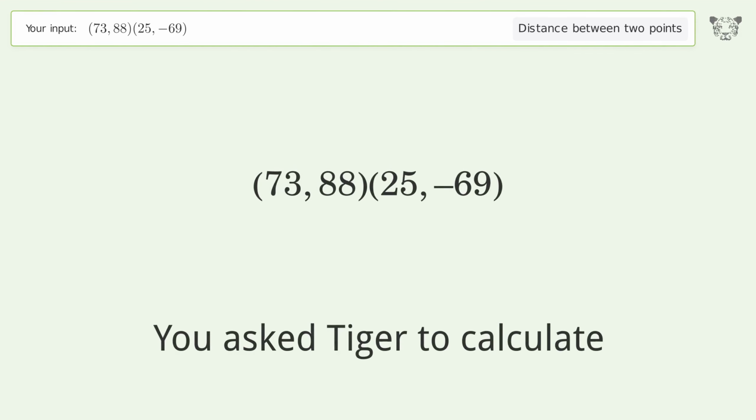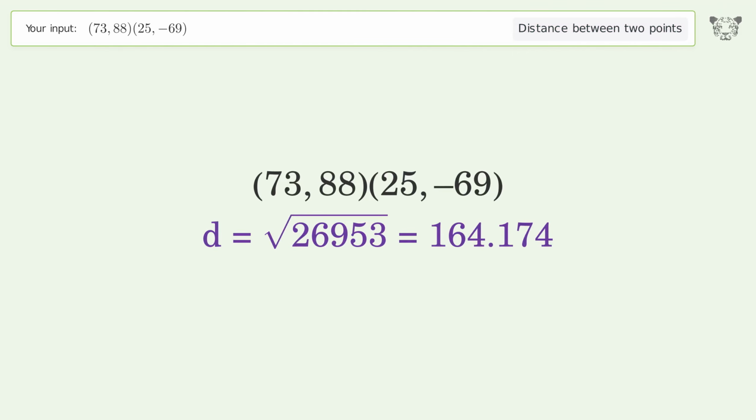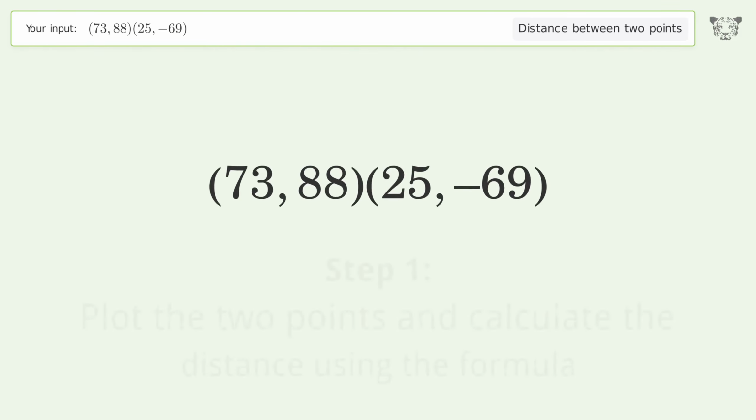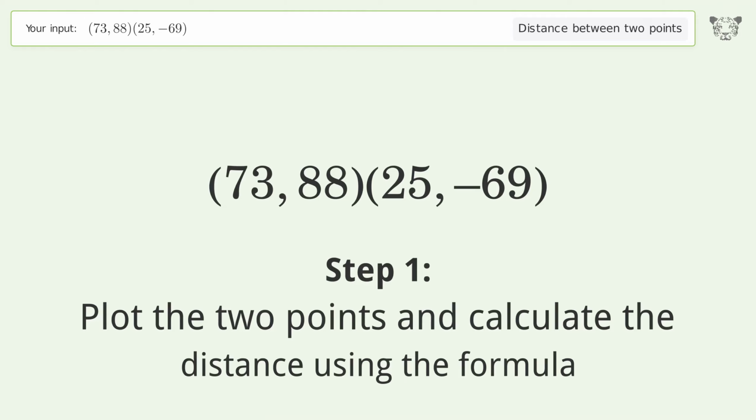You ask Tiger to calculate. This deals with the distance between 2 points. The distance between the 2 points is the square root of 26,953, or 164.174. Let's solve it step by step. Plot the 2 points and calculate the distance using the formula.